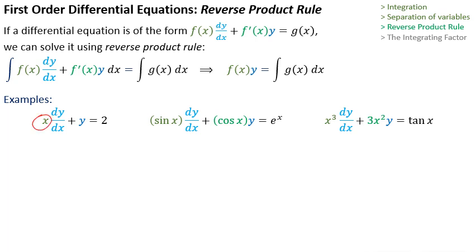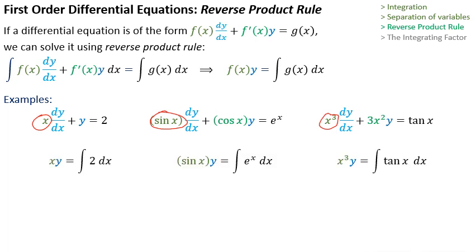For the first one, for instance, f of x is just x, and f dashed of x is 1, so we have 1 times y. For the second one, f of x is sine x, and the third one, f of x is x cubed. So we can move straight to the next line. When we integrate the left-hand side, we can simply do the opposite of product rule, and we get left with xy, or sine x times y, or x cubed times y.